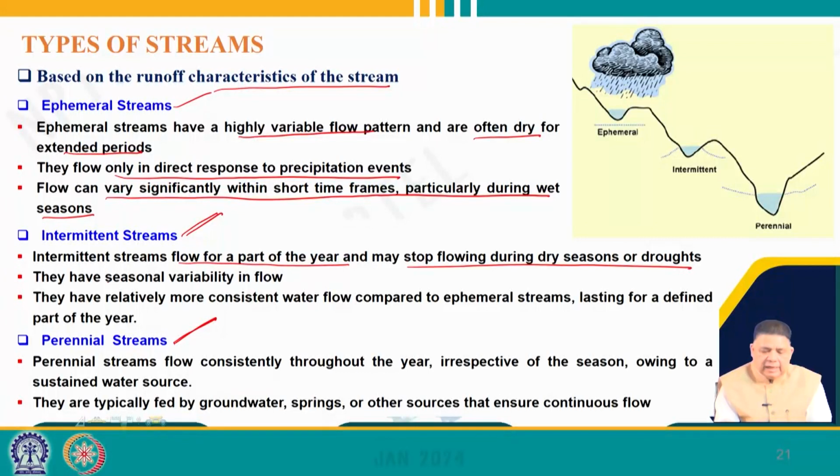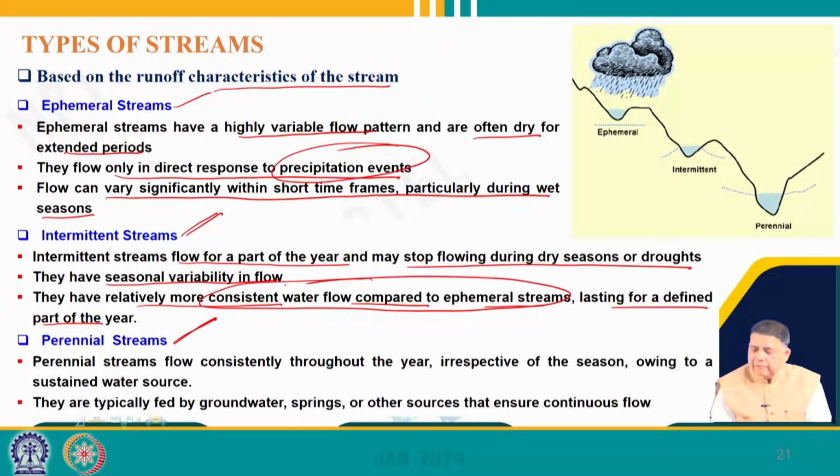Whereas intermittent streams flow for a part of the year and may stop flowing during dry seasons or droughts. They have seasonal variability of flow. They have relatively more consistent water flow compared to ephemeral streams, lasting for a defined part of the year. So, here it is only following a precipitation event that an ephemeral stream carries flow, whereas intermittent streams have more consistent water flow because they flow over a season or so.